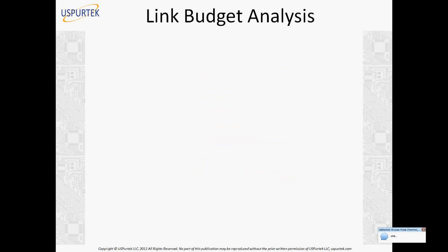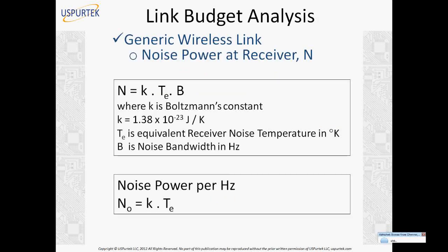Okay, all right. So again, this comes from the physics. We have something called Boltzmann's constant, k. It's a very standard value, a fundamental constant of the universe. We multiply that with the equivalent receiver noise temperature in degrees Kelvin and the bandwidth. The more the bandwidth, the more the noise. So kTB, just remember, it's very easy to remember, kTB. This is the basic formula we use to calculate noise power at the receiver. Noise power per hertz, of course, you eliminate B and you have kT.